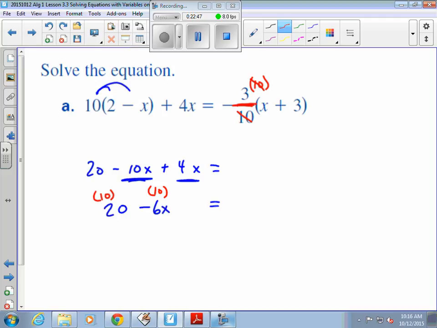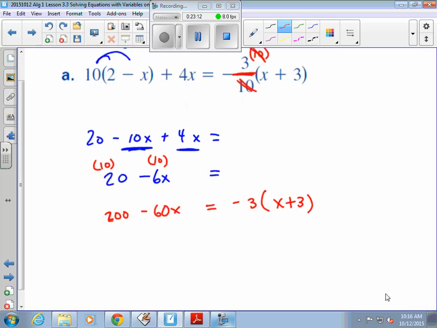So 10 times 20 is 200. Now we're dealing with bigger numbers, but 200 is much more preferable to 3 over 10 for most of us. Minus 6x times 10 is minus 60x, is equal to, that's gone now, we still have negative 3 times x plus 3. So now it should be easy for you. Distribute negative 3 to both of these terms. Times x is negative 3x. Times 3 is negative 9.